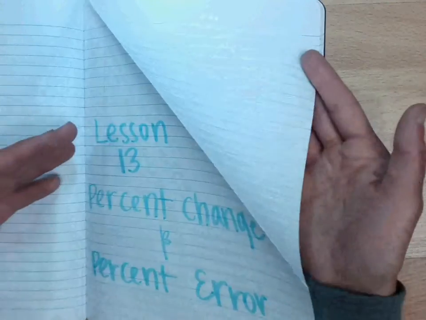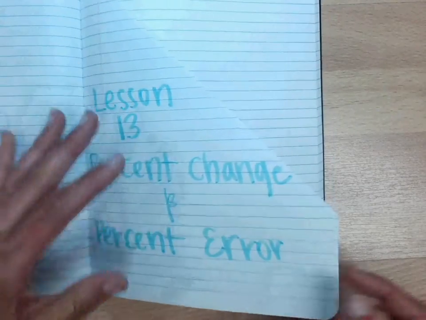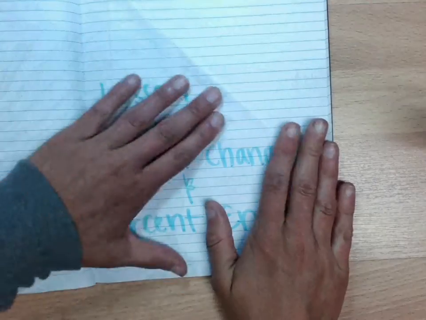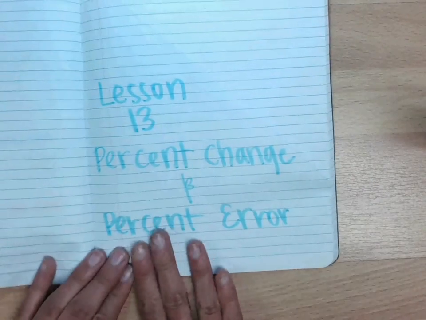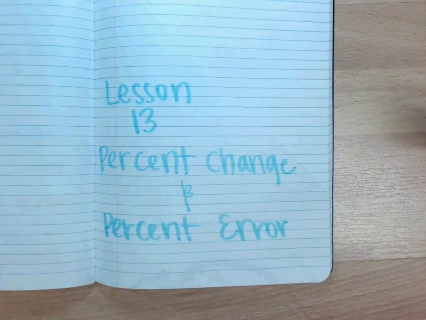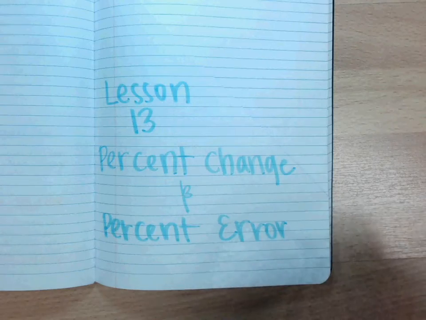First, I want you to make a pocket in your math journal, so go ahead and fold that page down, and then put a little bit of glue here and along the bottom so that you have a little pocket. When you title this one, this lesson is lesson 13, and it is called percent change and percent error. So go ahead and pause the video for just a second and finish making up your pocket and make sure it has that title on it.